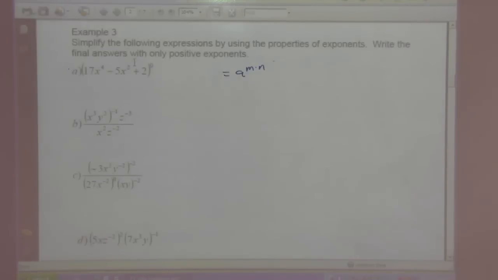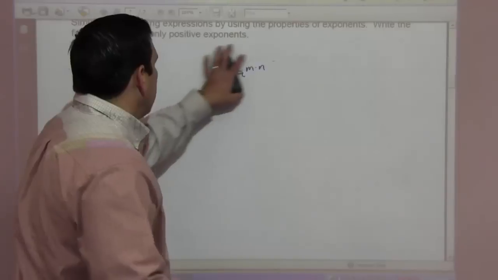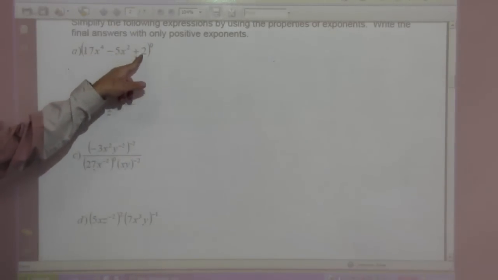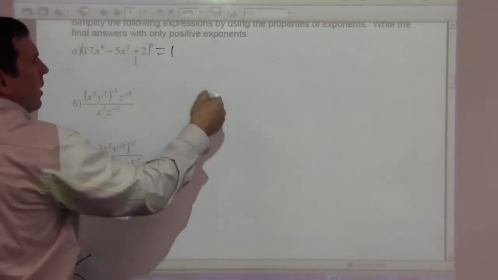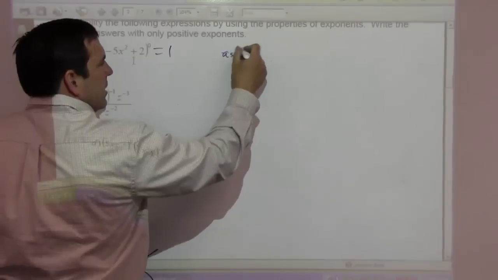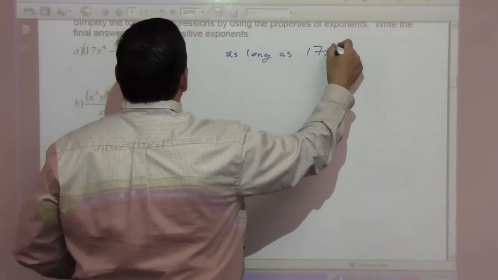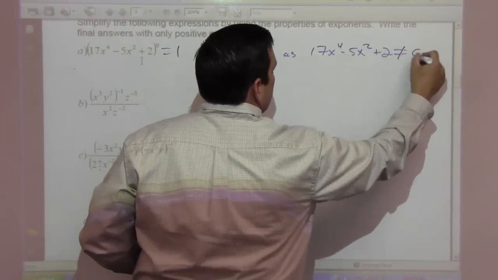Simplify the following expressions by using the properties of exponents. Write the final answer with only positive exponents. I'm going to move it up a little bit so I have space to fit the whole thing. Here we have 17x to the fourth minus 5x squared plus 2, all that to the zero power, and that's going to be 1. And we have the restriction as long as 17x to the fourth minus 5x squared plus 2 is not equal to 0.